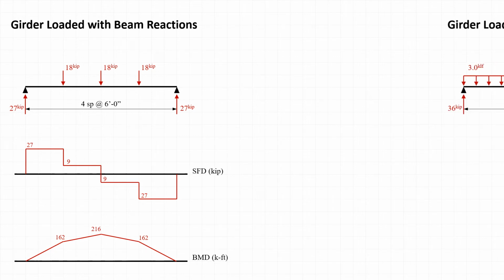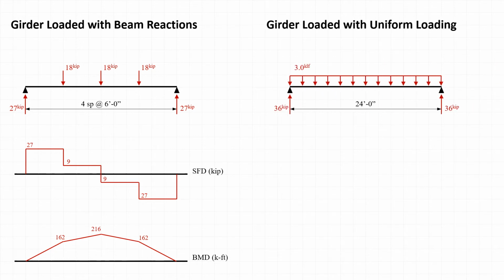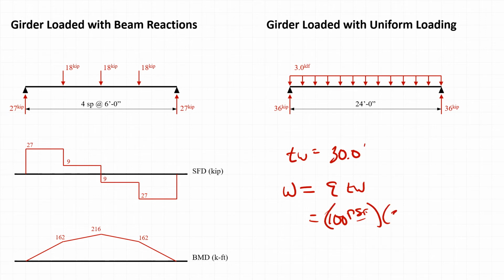Now let's look at the alternative. The alternative is to consider a girder subjected to a uniformly distributed load. So in this case, we could figure out that the tributary width for the girder is going to be equal to 30 feet. There's 15 feet halfway to the next girder on the left, 15 feet halfway to the next girder on the right. So then we could say that the uniform loading W is going to be equal to Q times T sub W. So that's going to be equal to 100 pounds per square foot multiplied by 30 feet, or that's going to be 3,000 pounds per linear foot, or 3 kips per linear foot.